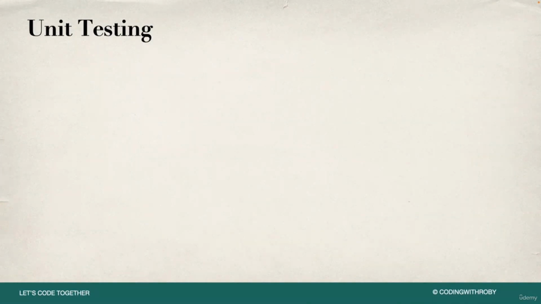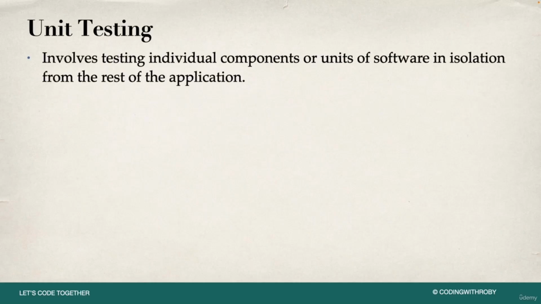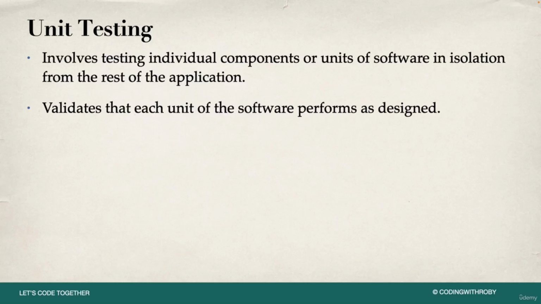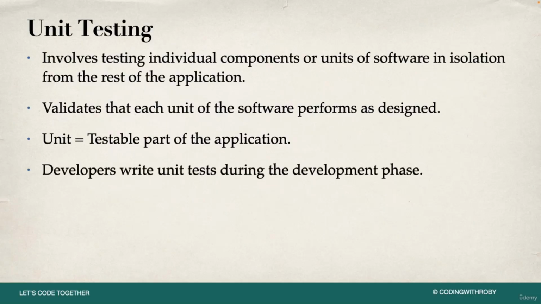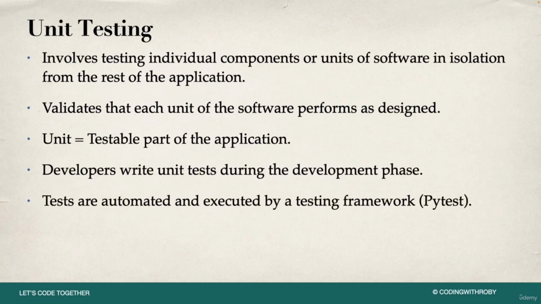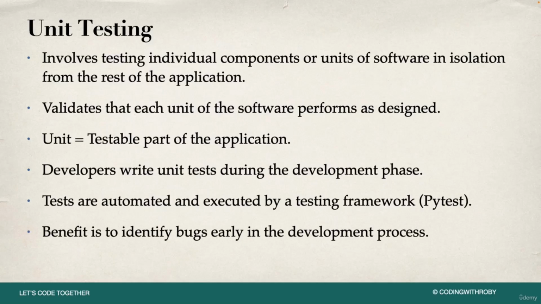So let's start with what is unit testing? Well, unit testing involves testing individual components or units of software in isolation from the rest of the application. It validates that each unit of the software performs as designed. So each unit is a testable part of the application. Developers write unit tests during the development phase. These tests are automated and executed by some type of testing framework. In this course, we're going to be using PyTest. And it has the benefit to identify bugs early in the development process.